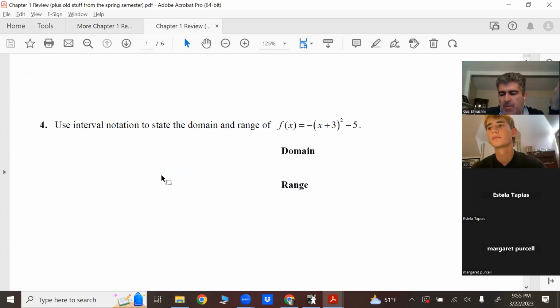The domain's all real numbers because there are no restrictions. The range, you'd want a graph. You'd see that the vertex is the high point because it's opening down, and the y-coordinate of the vertex is negative 5. So the range would be negative infinity to negative 5.